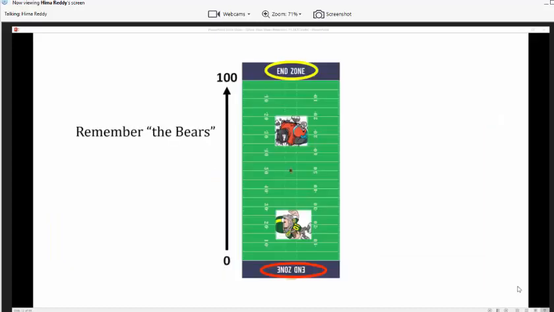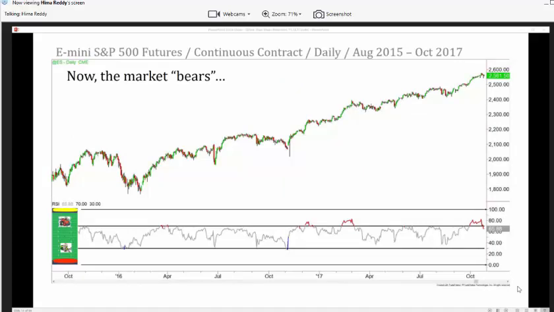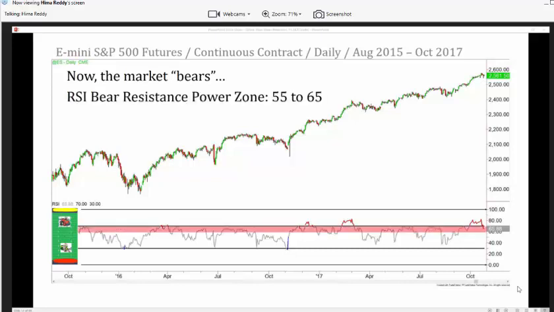So let's take the football analogy one more time. Remember the Bears, all right? The Bears have to get through the Packers to get to their end zone to score. And just like the Chicago Bears, the market bears, right, who are trying to get prices lower, keep pressure downwards, they don't live in this whole 0 to 100 range of the RSI. The market bears actually very often tend to find resistance between 55 and 65, which I call the bear resistance power zone.